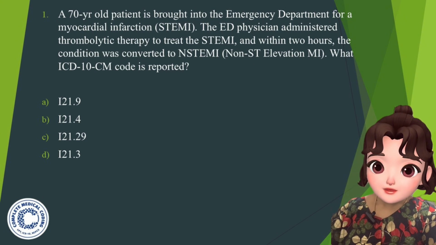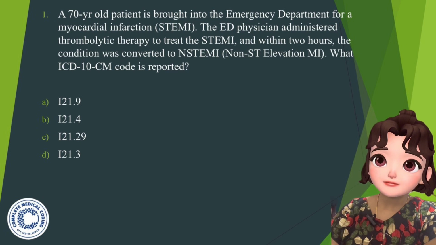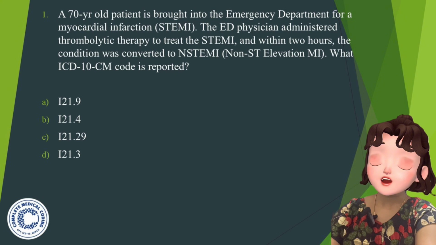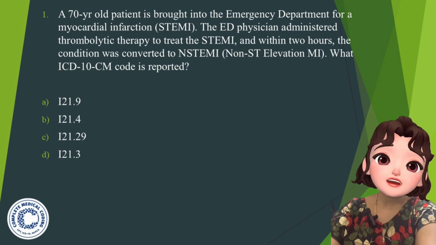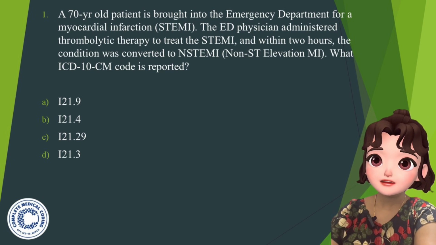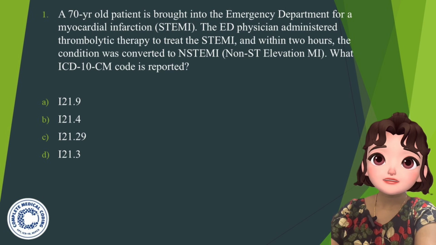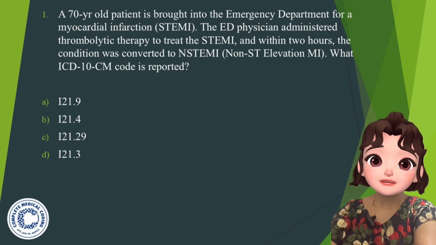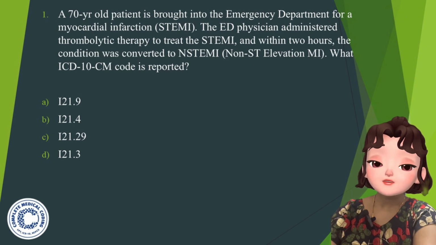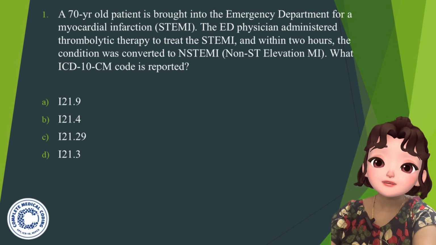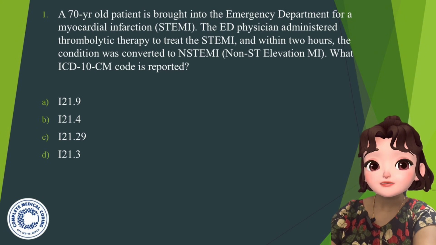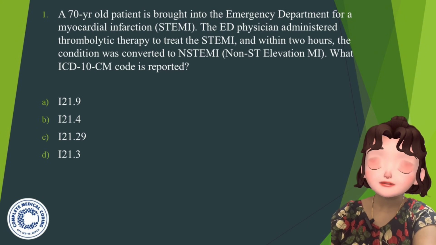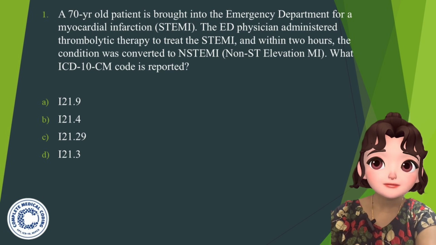So here what will the doctor code? What is the patient having, or why is the patient in the emergency department, or to treat which condition has the patient come? That is what we have to code. Initially the patient came for STEMI, but after the treatment with thrombolytic therapy, STEMI has been changed to NSTEMI, right? So what diagnosis will the doctor code? Will the doctor code for STEMI only, or for NSTEMI only, or for both STEMI and the converted final diagnosis NSTEMI? Which one will the doctor code? You have to find it out.